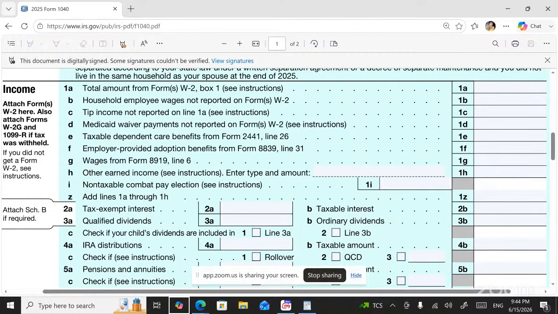That kind of income is to be included in line number 1B, household employee wages not reported on form W2. Now coming to 1C, tip income not reported on line number 1A, meaning W2. Generally, employees get tip income in different fields. Let us take one example in restaurants.